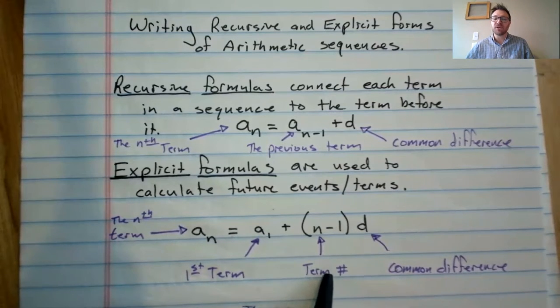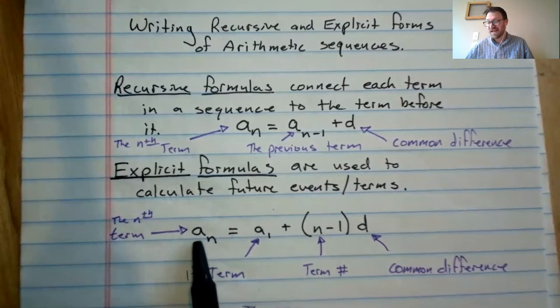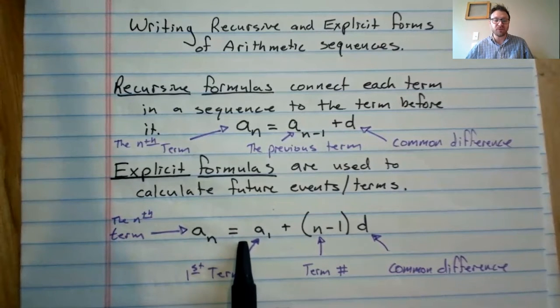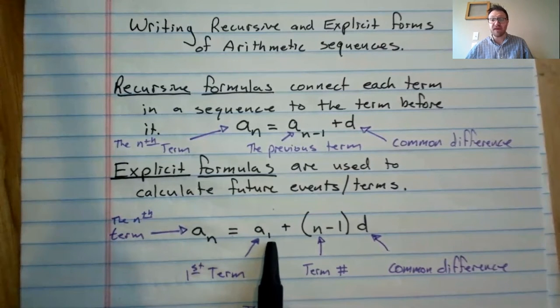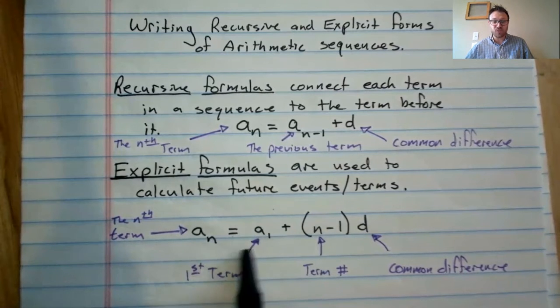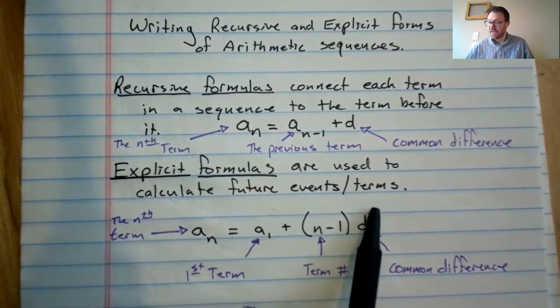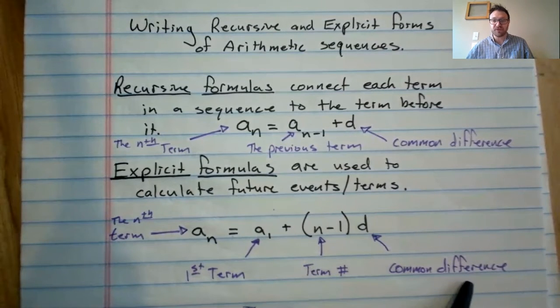So this is the term number, okay? So let's say I want the 20th term. So it's a sub 20 equals a sub 1, so whatever the first term is, plus, and since this was a sub 20, this would be 20 minus 1, because that's the term, times the common difference.